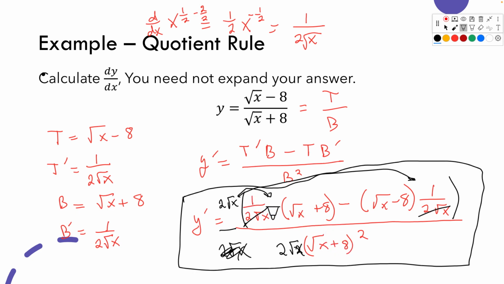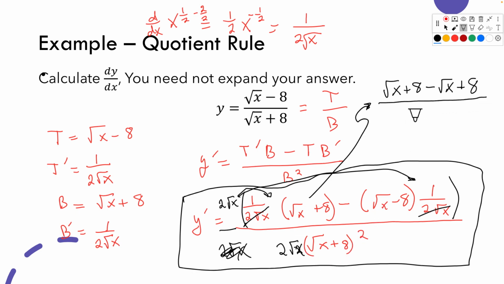Well, now it's a lot simpler. We don't have to FOIL this up. We're going to get square root of x plus 8. That's this first part that goes there. And then this is gone, so I'm going to distribute this negative. Negative square root of x, distribute it here, plus 8.